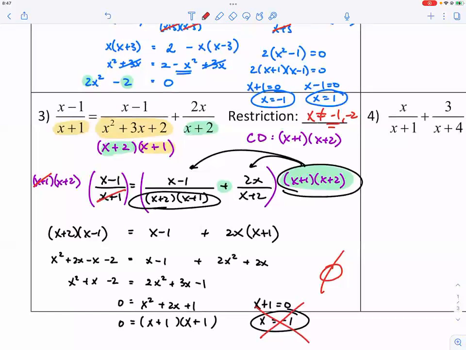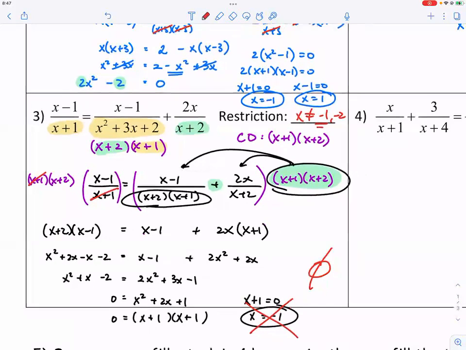Okay. So again, make sure you have the techniques. Multiplying, distributing, FOIL, combining like terms.